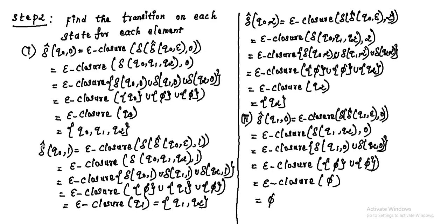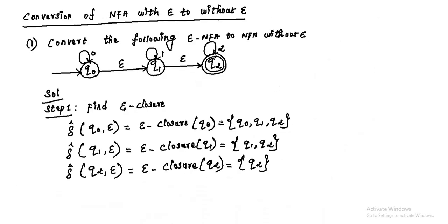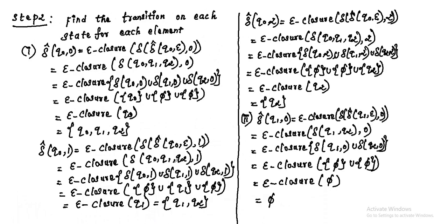And the next input, δ̂ of q0 comma 1 equals epsilon closure of, do the extended function δ̂ of q0 comma epsilon comma 1. Next, epsilon closure of δ of, here q0 comma epsilon. So epsilon closure of q0 is q0, q1, q2. Here you write q0, q1, q2 and the input is going to be 1.